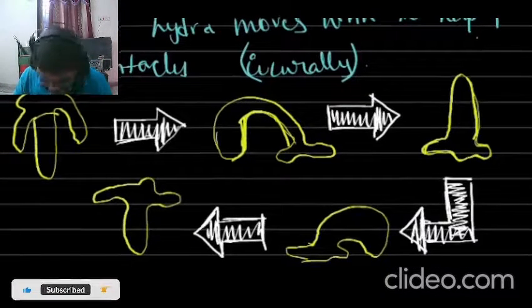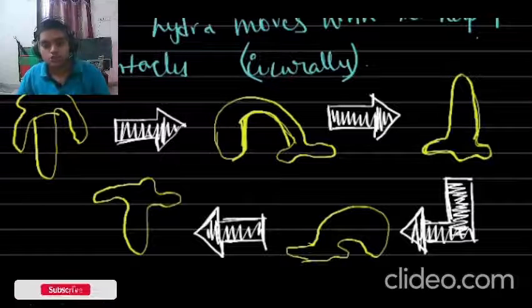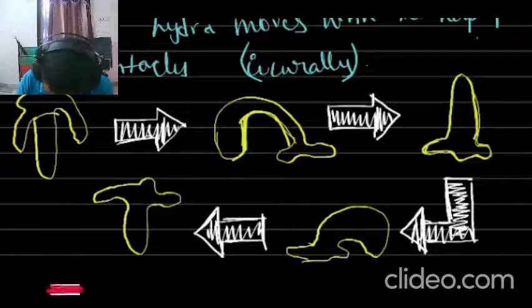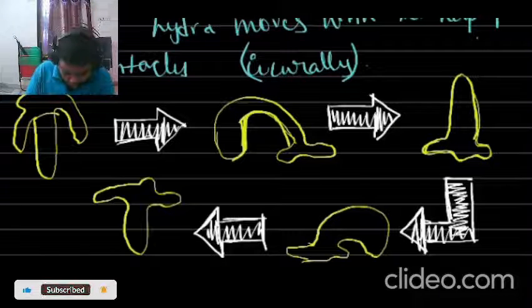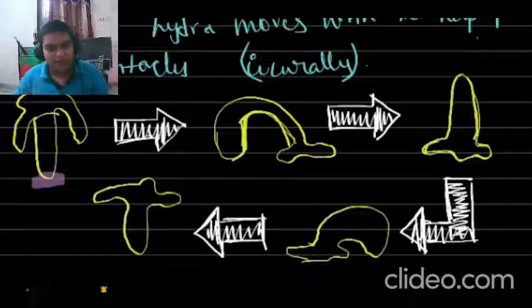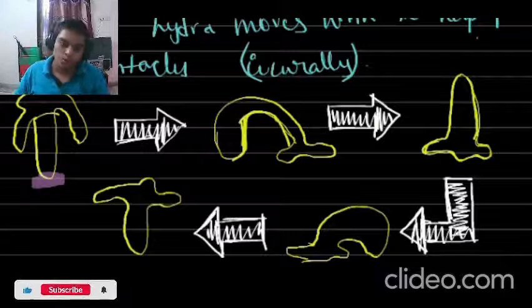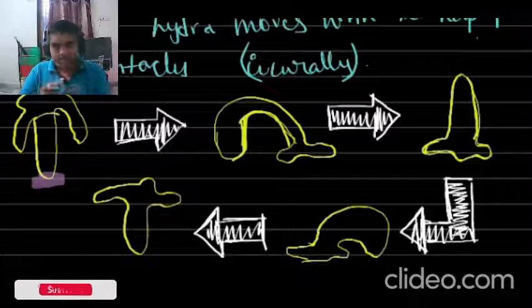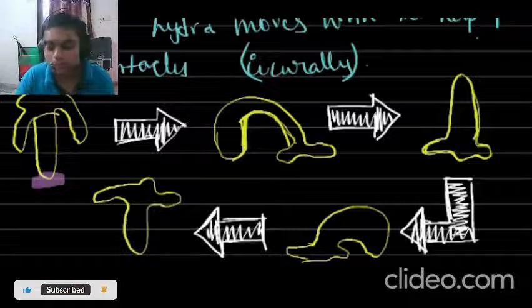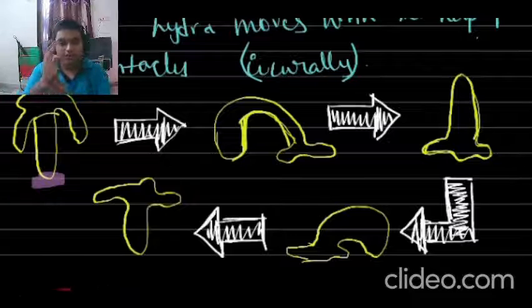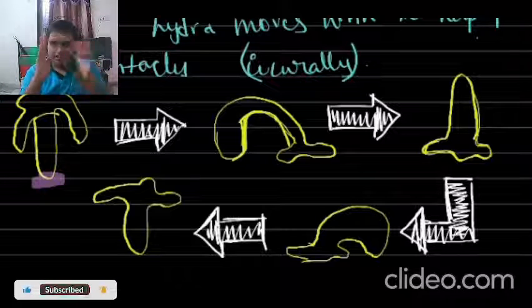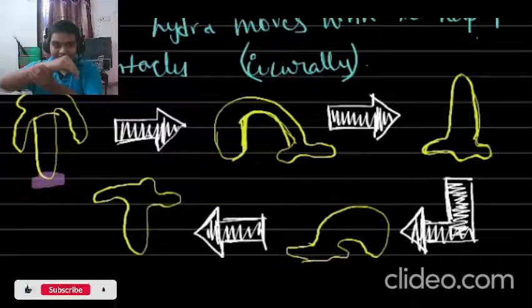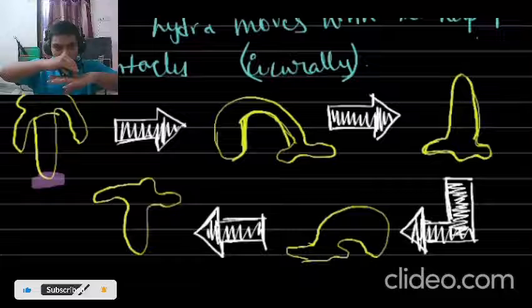See this. This is the movement how Hydra shows the somersault movement. What is happening here? See this Hydra. It is a sedentary animal. It is base fixed. It cannot move. So in order to move, what this Hydra does is it bends its tentacles. Let me try to show you. See, if this is the Hydra, these are the tentacles of the Hydra. It bends its body in order to attach its tentacles, mouth part, to the substratum.